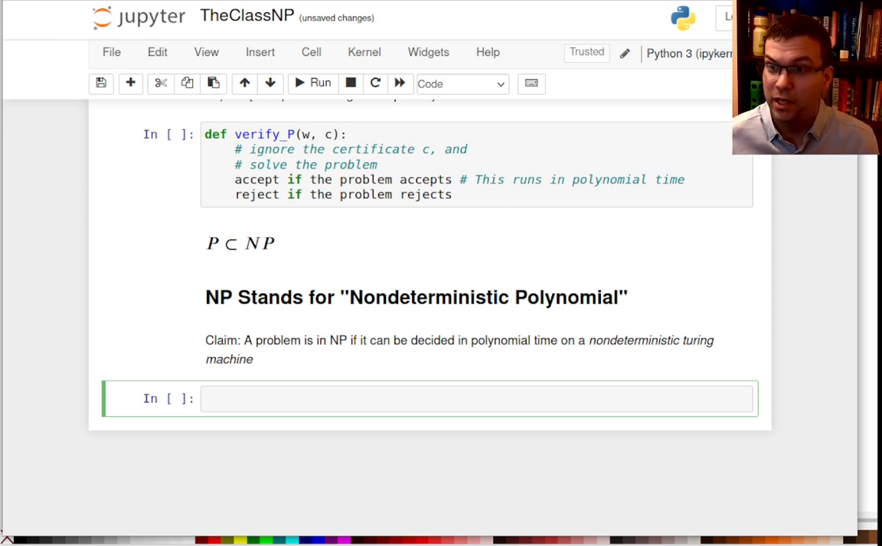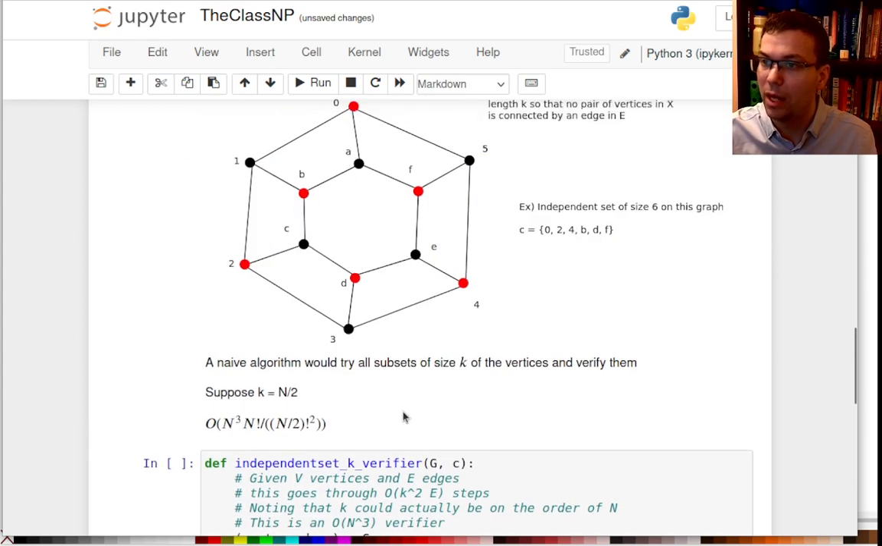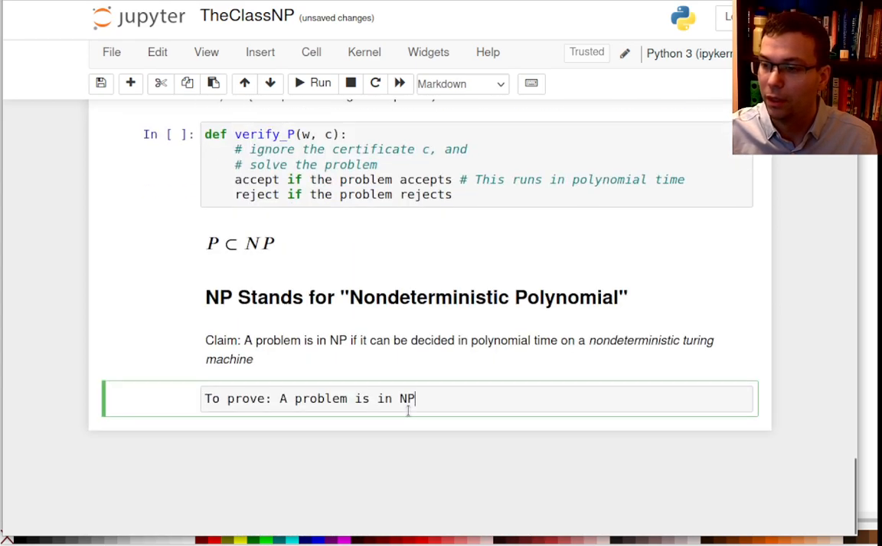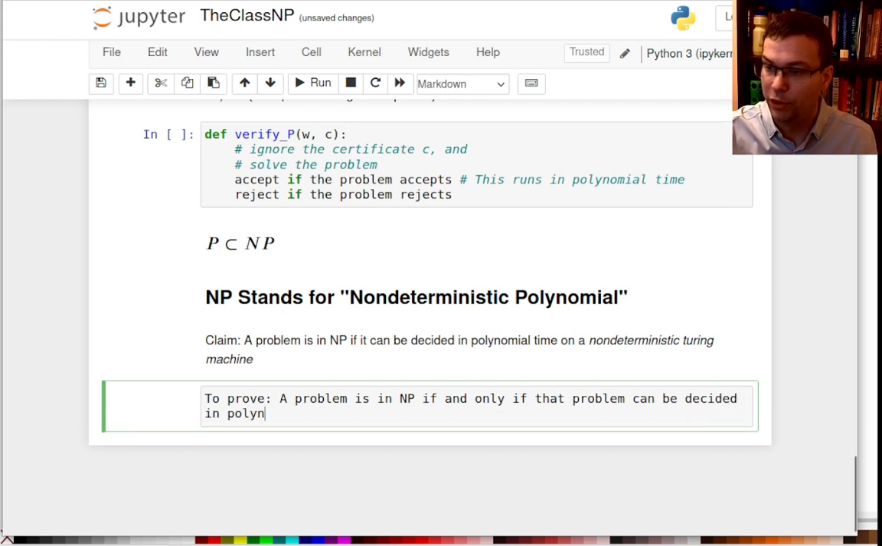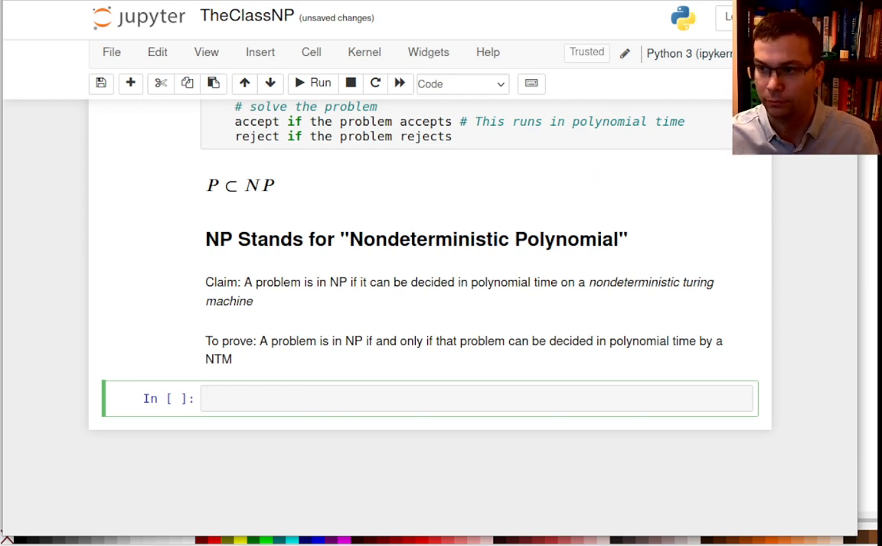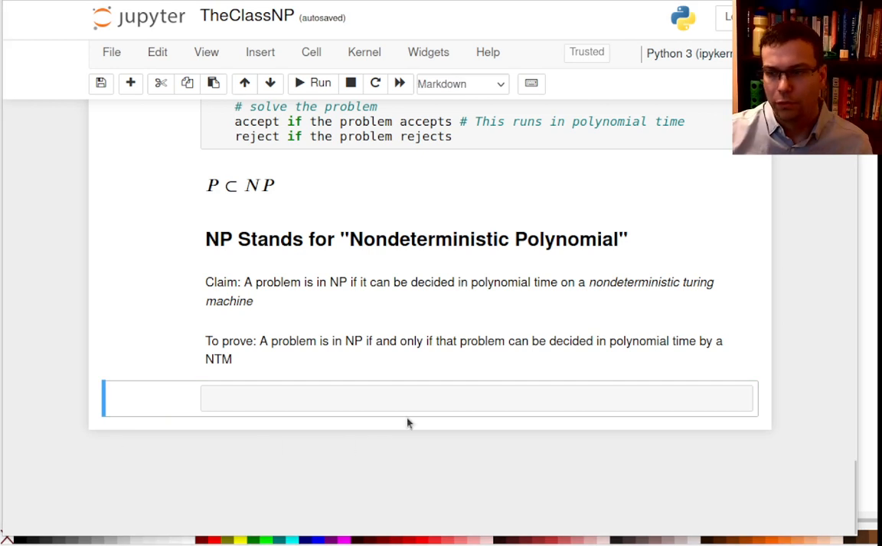So what I need to prove is that a problem is in NP by my definition up here if and only if that problem can be decided in polynomial time by a non-deterministic Turing machine. Okay, so that's the claim here. And then that's why NP will earn its namesake as non-deterministic polynomial. Okay, so there are two directions to the proof here.